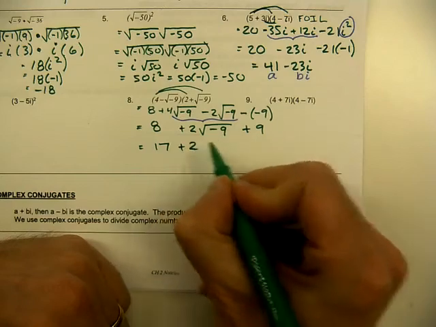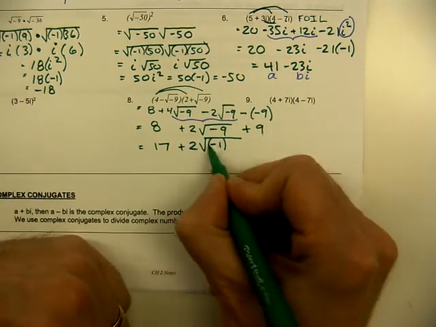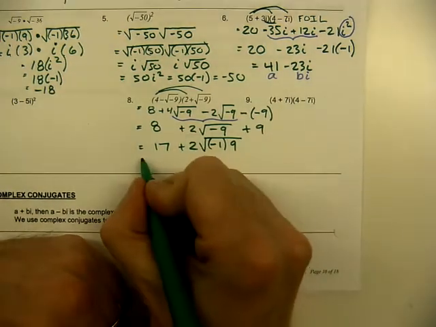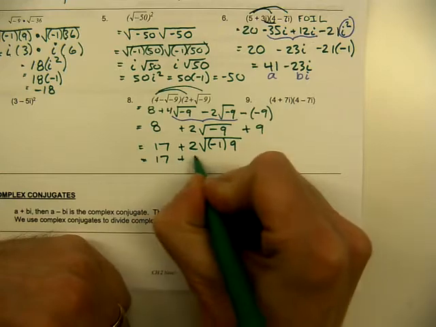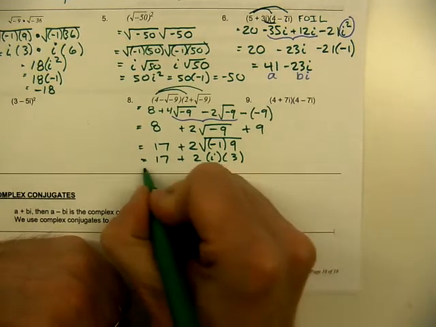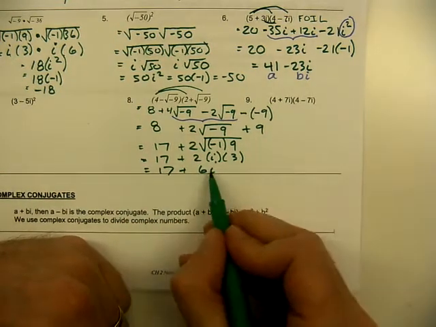I really should have taken care of that -1 right off the bat. I should have done so. I didn't. There it is. So we end up with, let's see, 17 plus 2 times the i, and the square root of 9 is 3, so we'll have a coefficient of 6 in front of the i. So there's your a and there's your b.